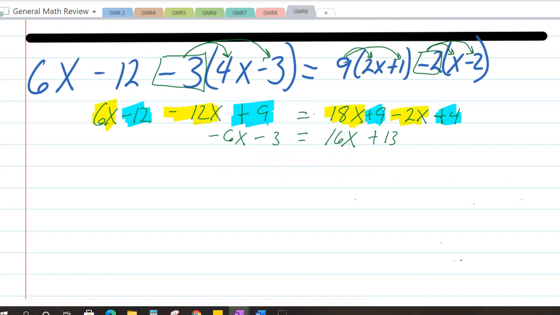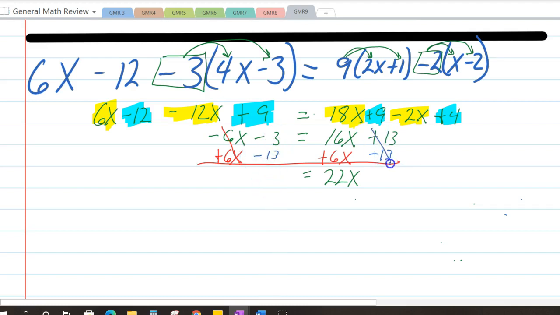In order to do that, I ask myself, what's the opposite of subtracting 6? That's adding 6x. What you do to one side, you do to the other. Draw our line. These cancel, and that leaves me with 22x. My equal sign is coming straight down. At the same time, I can move the 13 to the left. The opposite of adding 13 is to subtract 13. What I do to one side, I do to the other. These cancel out, and -3 and -13 gives me -16.